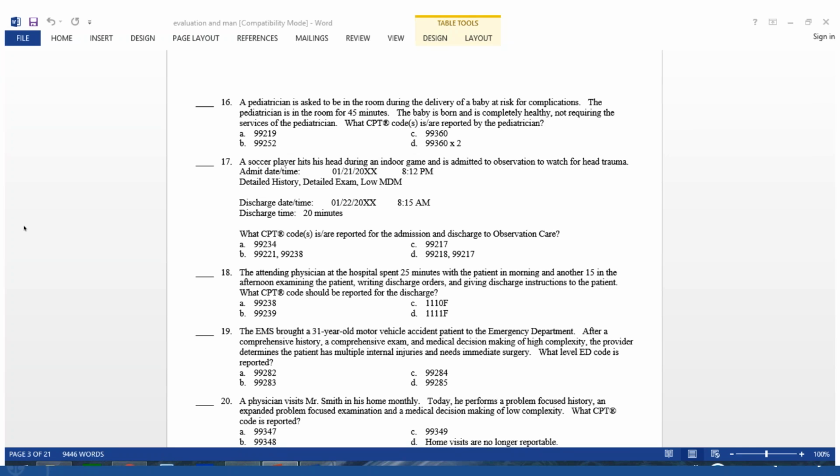The correct answer would be C. That's for standby services. Remember? The baby's high risk, so the pediatrician is being asked to be in the room. He's being asked to be in the room. So those are standby services.